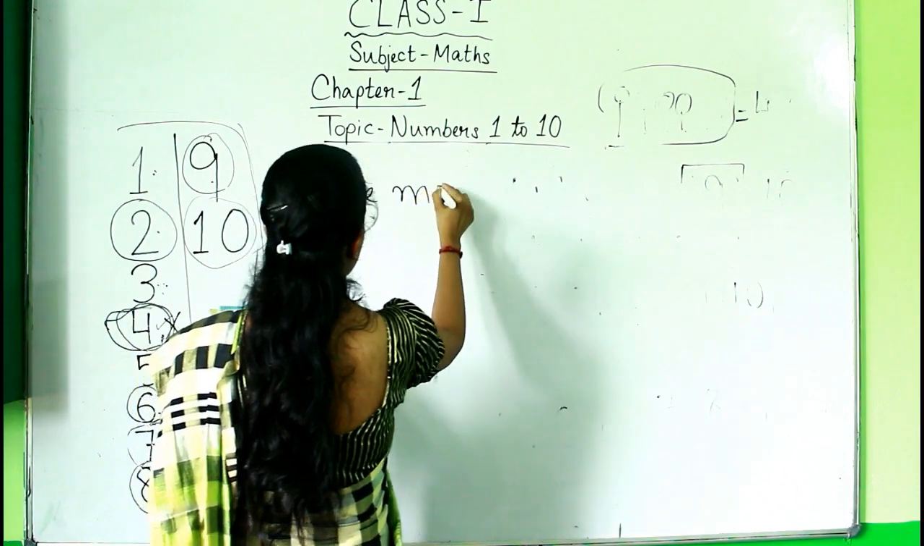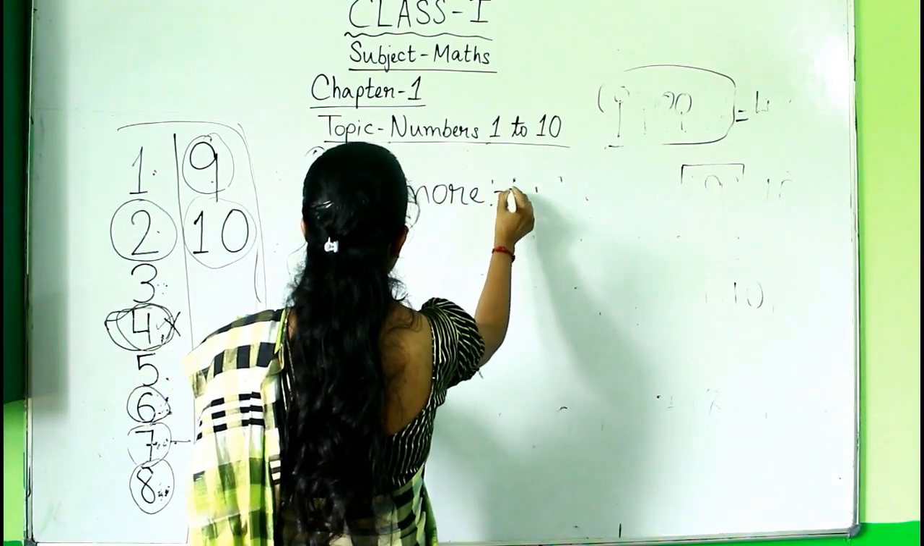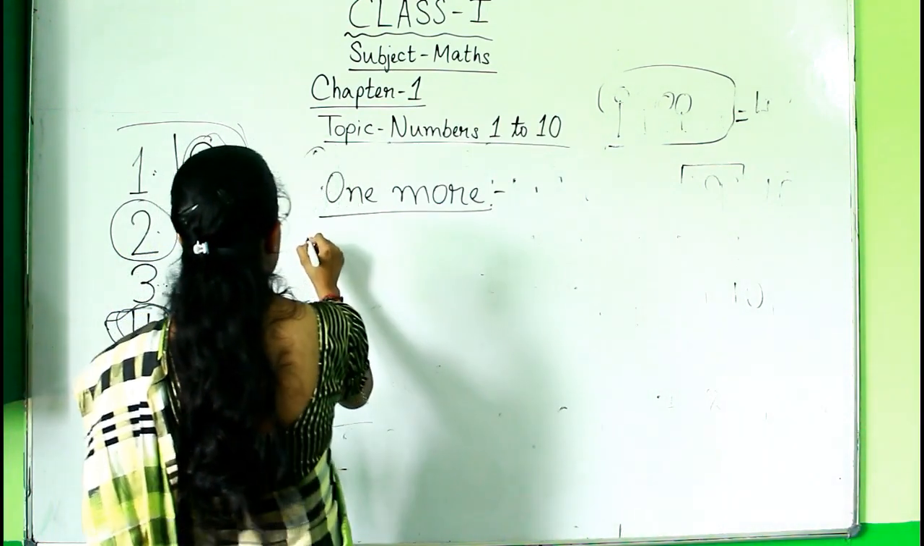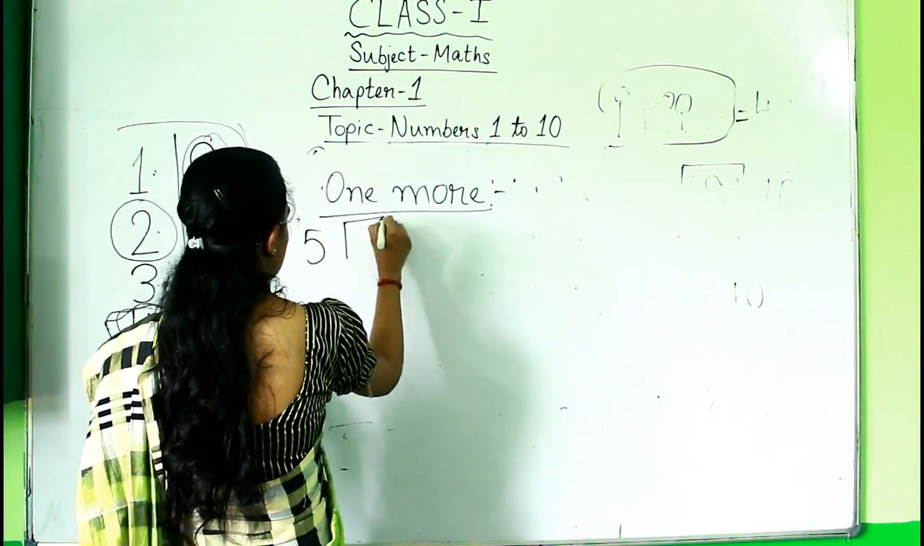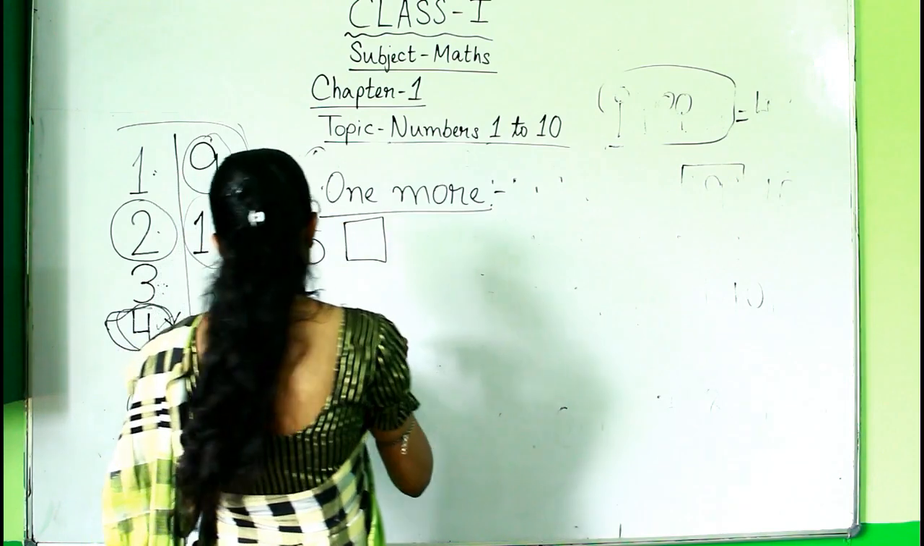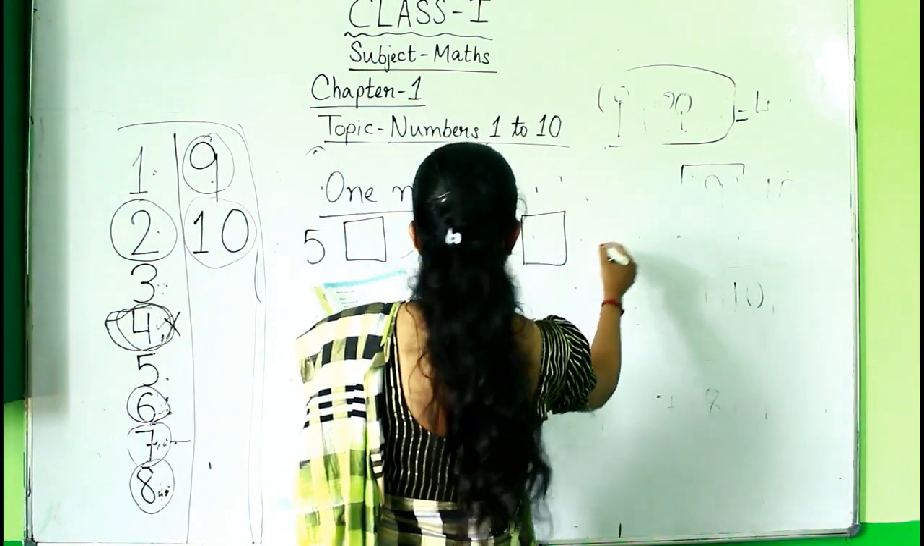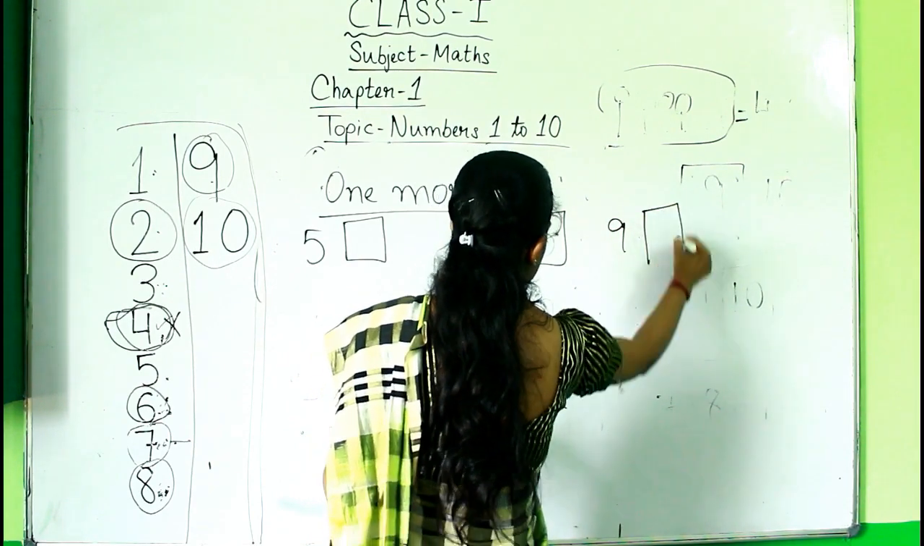Now we will do the sums. First we will do one more. Then we will do one less. First we will do one more. The first question is the 5 box. Then the 4 box. And the 9 box.